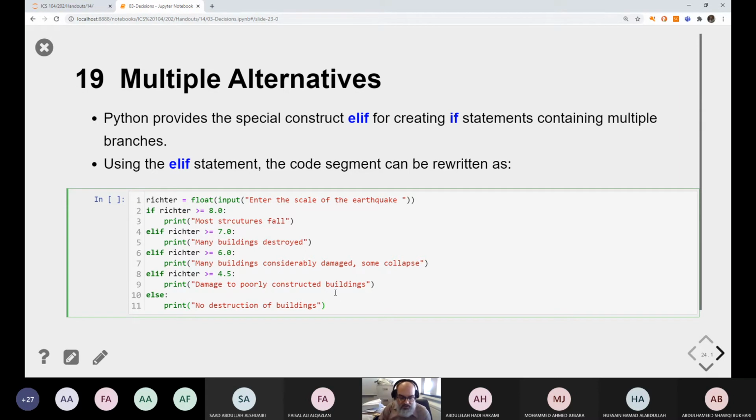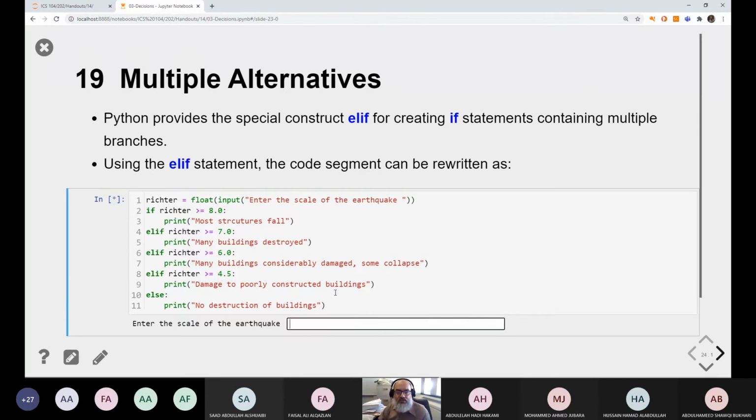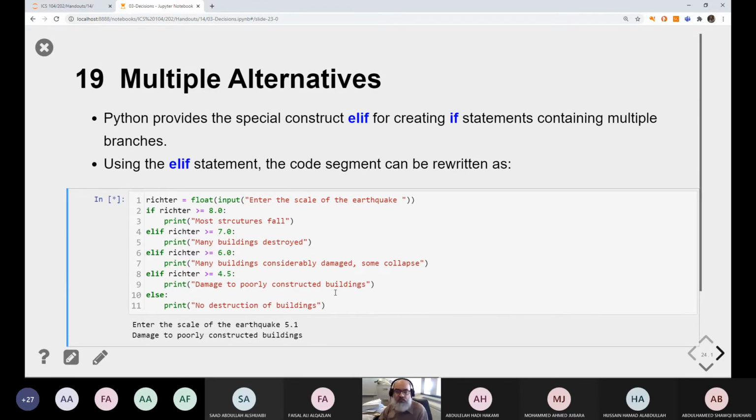So now if I run it and I put, let's say, 5.1, then damage to poorly constructed buildings, right? Because it is greater than or equal to 4.5, and less than 6. So all of these were false because it is less than 6, right? And then it is greater than or equal to 4.5. This is true, so that's why this was printed. Any question on the elif statement?